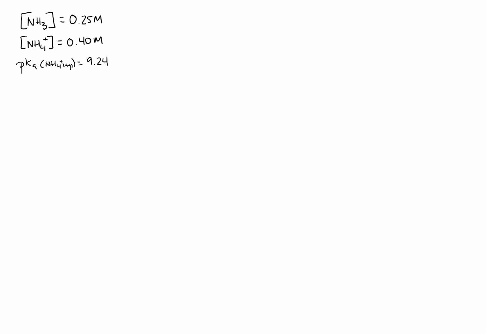The pKa of ammonium is 9.24. We can use the Henderson-Hasselbalch equation, which states that the pH is equal to the pKa of the weak acid used, plus the log of the concentration of the conjugate base over the concentration of the weak acid. If we plug in our values, we get a pH of 9.04.